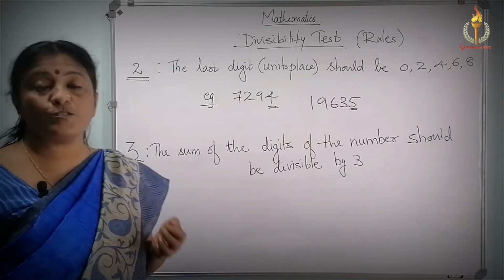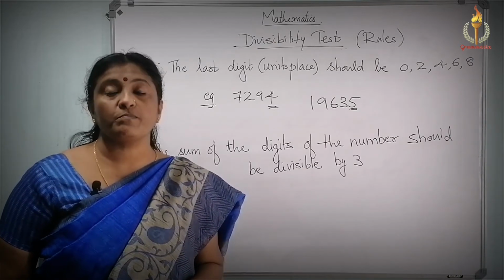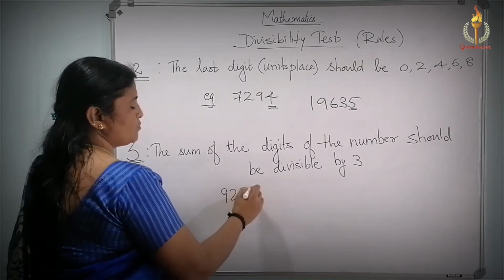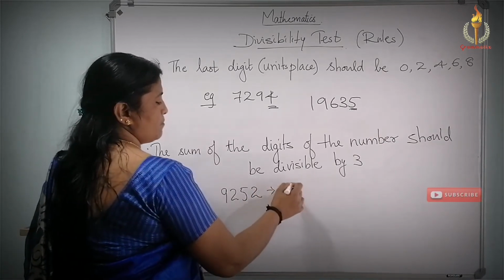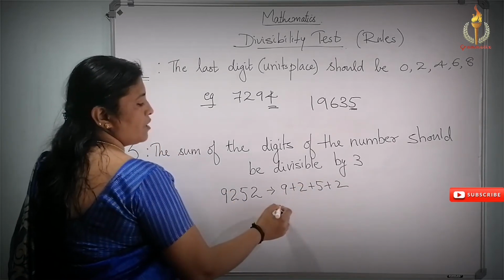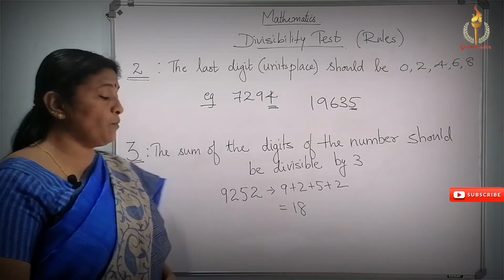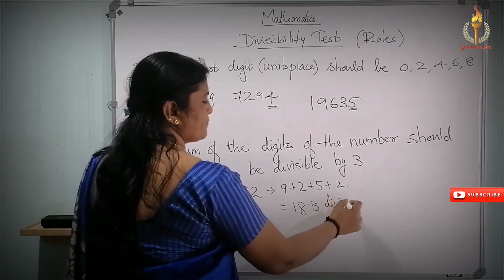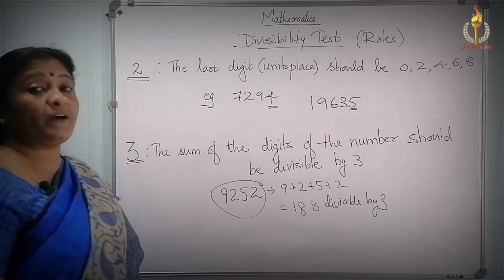Now for the divisibility test of 3, the sum of the digits of the number should be divisible by 3. For example, if I am giving you a number 9252, what is the sum of the digits? The sum of the digits is 9 plus 2 plus 5 plus 2, which is 18. The sum of the digits of 9252 is 18. Now 18 is divisible by 3. Therefore, this number is also divisible by 3.